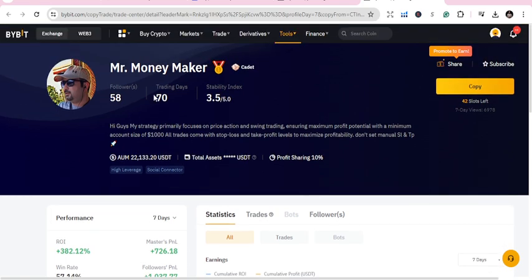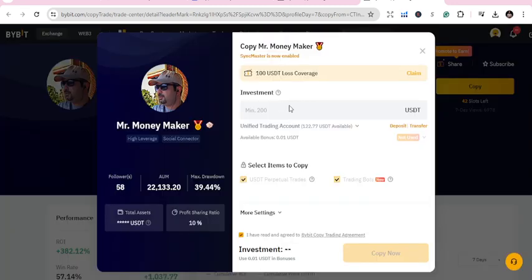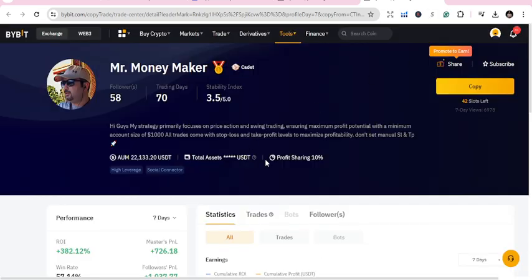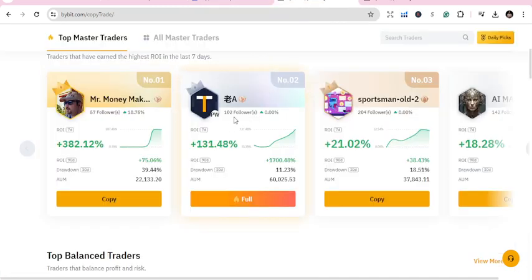Then when you go to copy, you see the minimum amount to start with is 200 USD. He also takes 10% profit sharing. That's okay. So let's go to number two for the day.